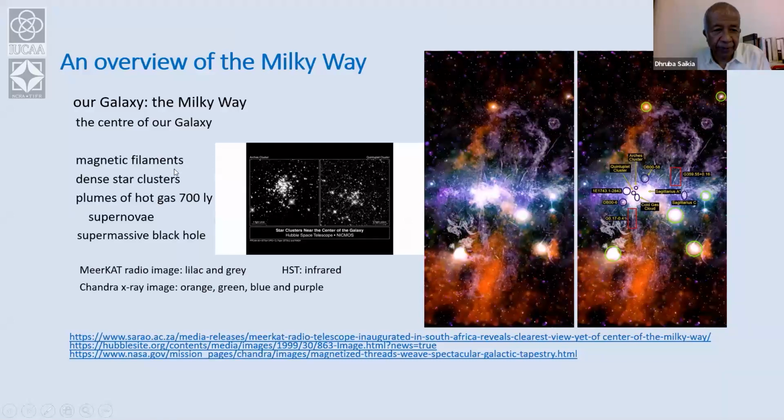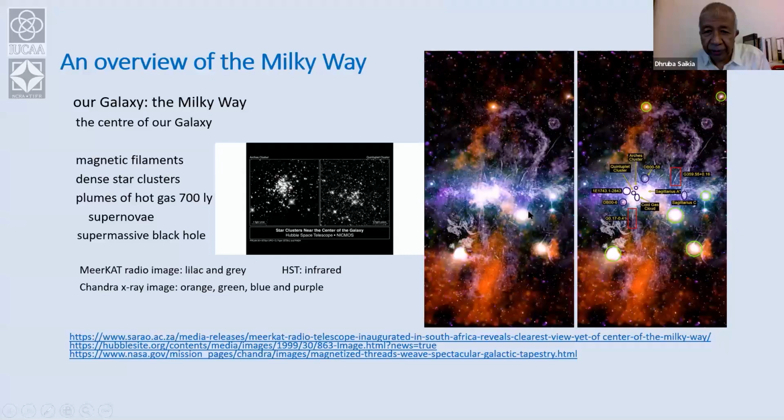I mentioned the magnetic filaments, but there are also very dense star clusters. These are Hubble images taken at infrared wavelengths, because as I mentioned, there's a lot of gas and dust towards the center, so you really need longer wavelengths to see it. These star clusters have been picked up by NICMOS, the near infrared camera at the Hubble Space Telescope. It is marked over here. They contain very massive young stars, which have formed with hundreds of solar masses or so.